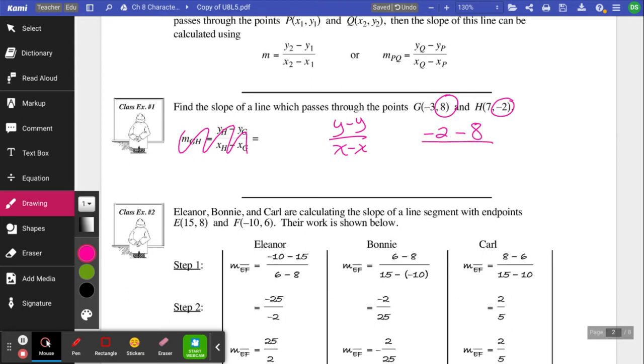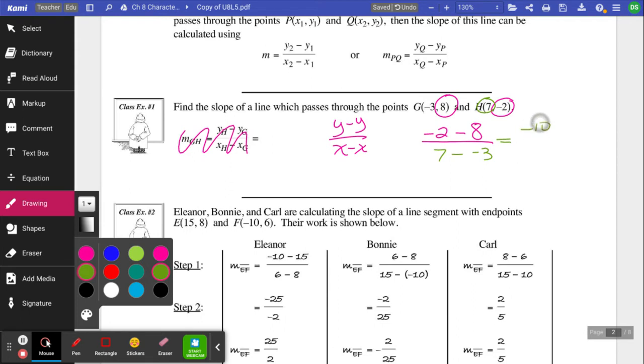So if I'm starting with -2, what do I have to put next on the bottom? 7, right? I have to go 7, take away, now here's where the mistake comes from, negative 3. Don't forget, you have to put down the extra negative sign. So then this becomes, what's the top? Negative 2, take away 8, negative 10, and the bottom is, don't forget to do that, see? The negative becomes a plus, correct? And so 7 plus 3 is 10, and so your answer is negative 1.